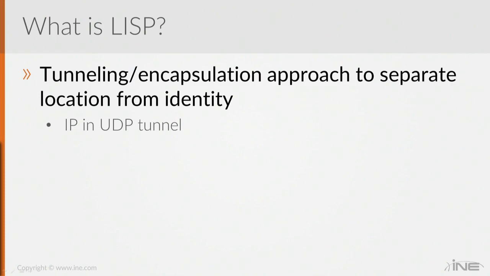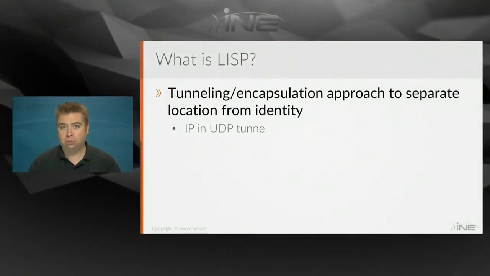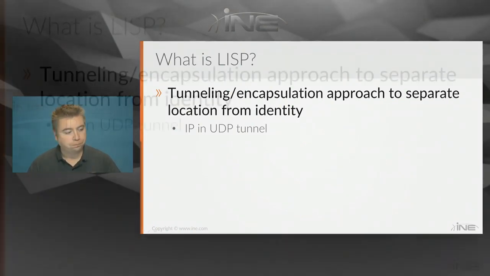But in general, LISP is just another tunneling protocol, like GRE, OTV, L2 VPN, L3 VPN, etc. It's an IP in UDP tunnel specifically. Now, the goal of the tunnel is a little bit different than the other ones. It's trying to separate the address of the endpoint, like your application server, from the location where that endpoint currently exists, like the router's link to the service provider.